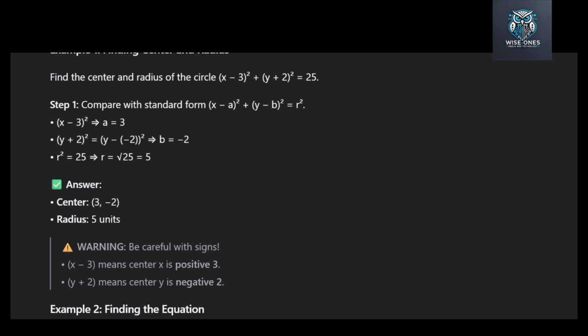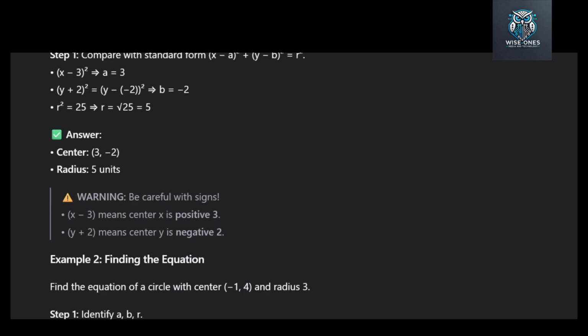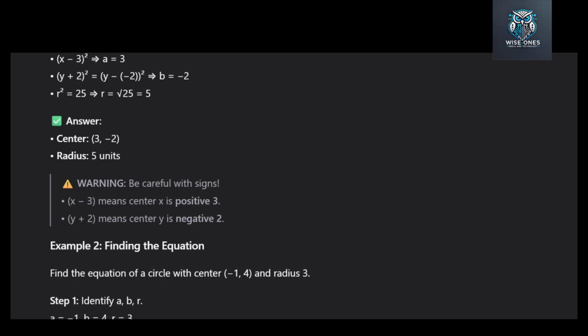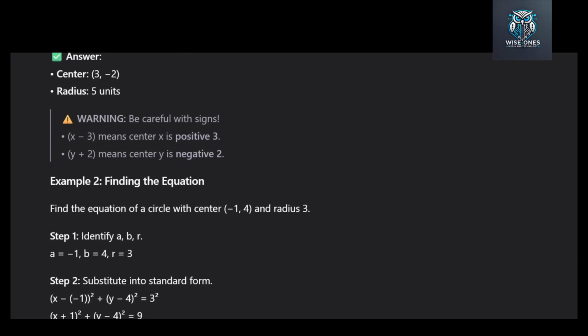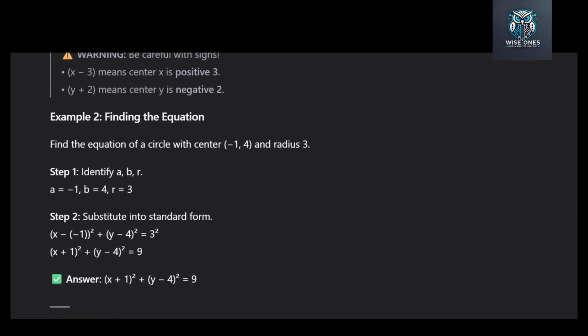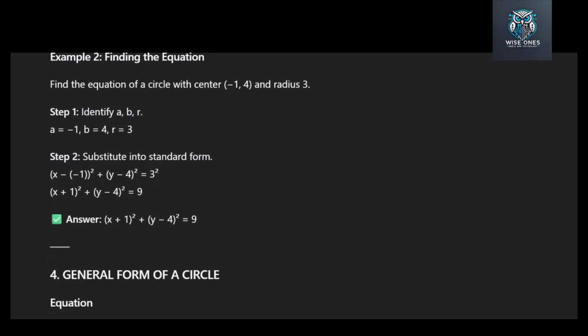Let us look at example 2. Finding the equation. Find the equation of a circle with center (negative 1, 4) and radius 3. Step 1. Identify a, b, and r. a is negative 1, b is 4, r is 3. Step 2. Substitute into standard form. The form is (x minus a) squared plus (y minus b) squared equals r squared.